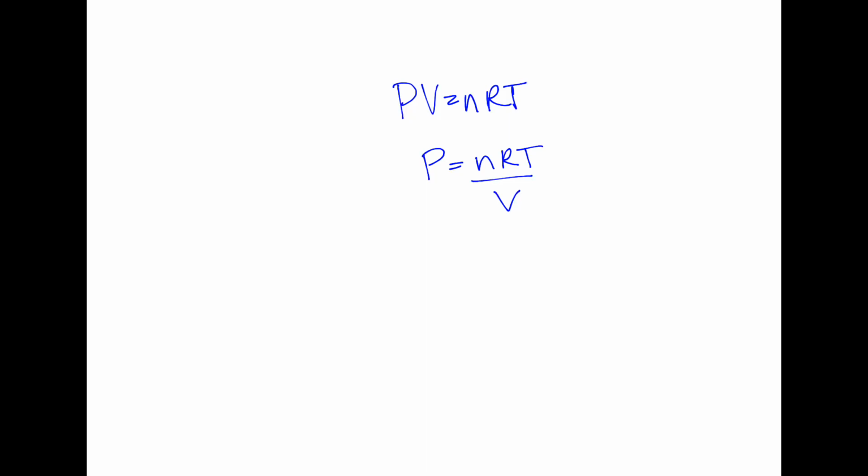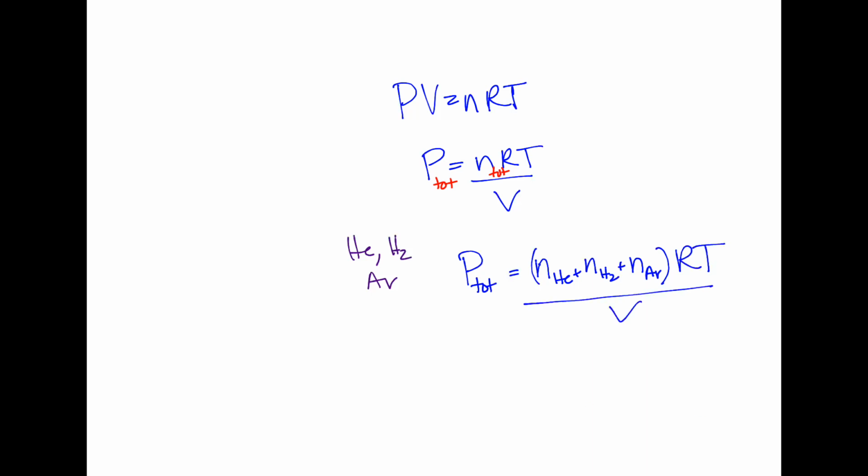So the way that this works is that if you put in the total moles, you can calculate the total pressure. And that would apply to a problem where maybe you had something like a mixture of helium, hydrogen, and argon. And if you're trying to find the total pressure, you would have to put in the moles of helium plus the moles of hydrogen plus the moles of argon. So that's the total moles, then RT divided by V. That's how you would do it.